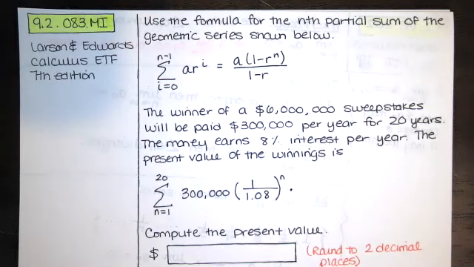In this video, we solve problem 9.2.083.mi from Larson and Edwards Calculus Early Transcendental Functions text, 7th edition. We're asked to use the formula for the nth partial sum of the geometric series shown below.